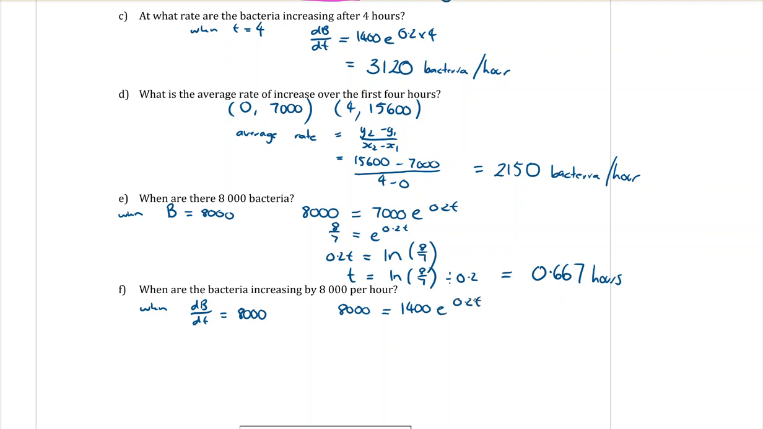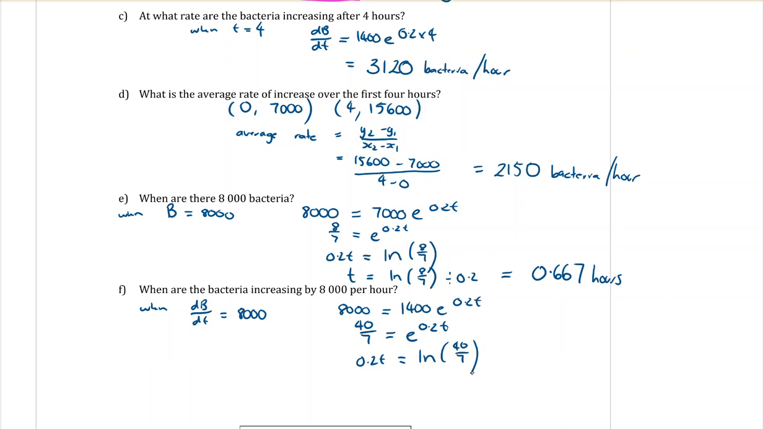And then we go through the same process again of trying to get that t by itself. So divide by the 1,400 and you should get 40 over 7. Don't go into decimal form until the very end, okay? You don't want to turn that into a decimal and have rounding errors in there. So now do a sliding base. So I have my 0.2 t equals log base e, or ln, of 40 over 7.